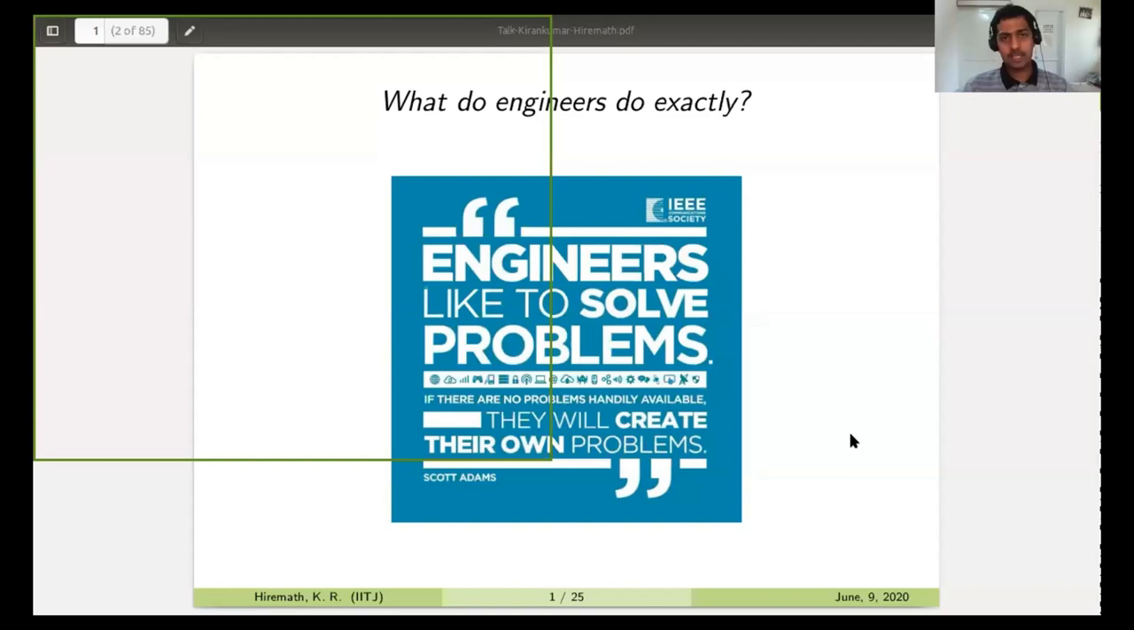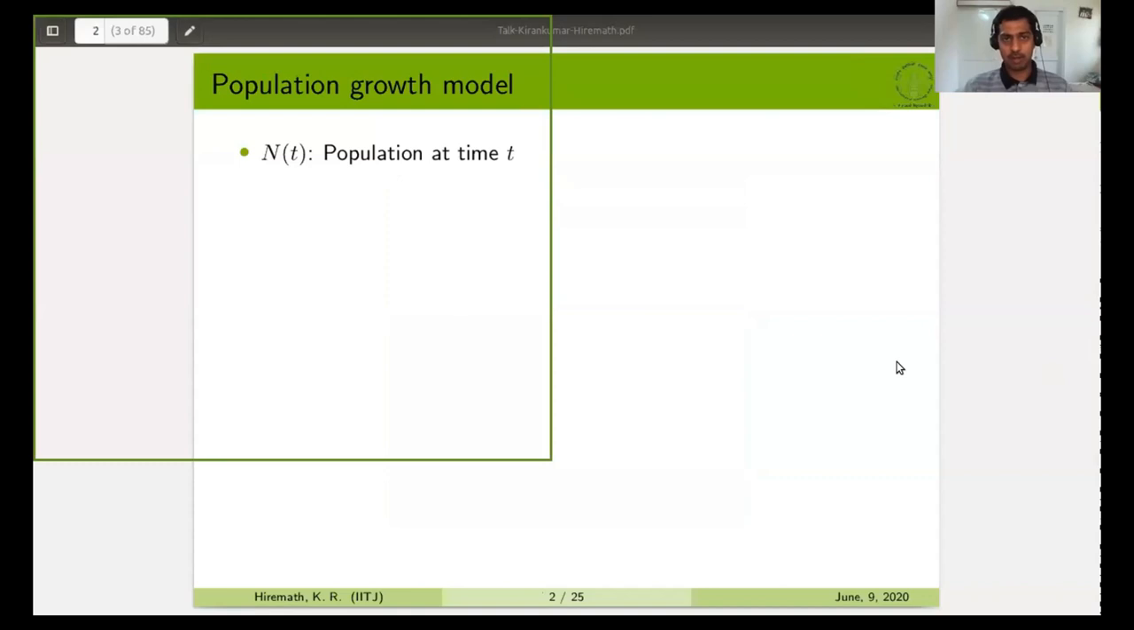I'm taking this problem because we all have an intuitive understanding for this situation. But you will see that many of these principles can also be applied to other classical engineering problems. So let's see this model of population growth. I'm talking about a general population growth. It may be a bacteria, it may be a population of human beings, or even it can be a population of electrons, like how electrons are getting populated in some electrical systems. So this is quite a generic model. So let us say N of t represents population of a sample at time t.